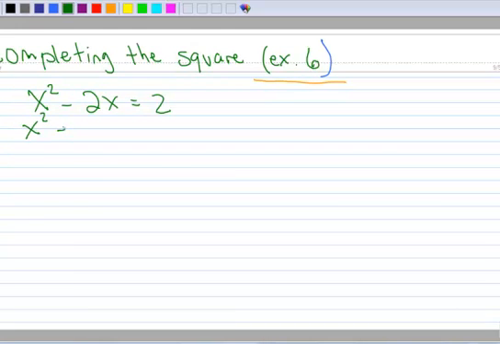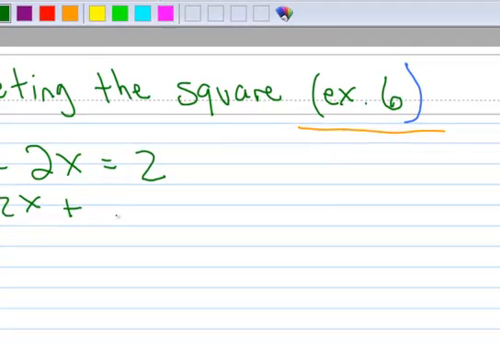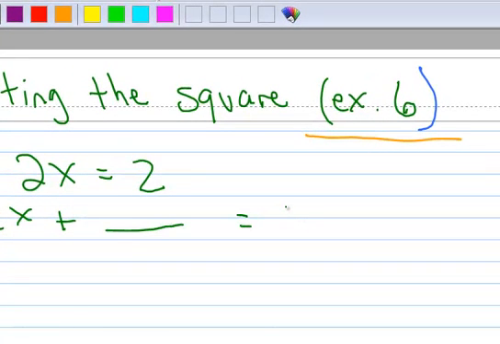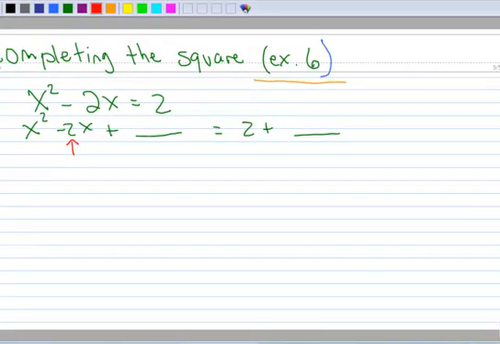So let's rewrite this equation, allowing a little bit of space for some things that we're going to add there. Now I want to take the coefficient of the x term, that's -2. I divide that by 2 and I get -1. When I square -1 I get +1. So we're going to come back and add 1 to each side.